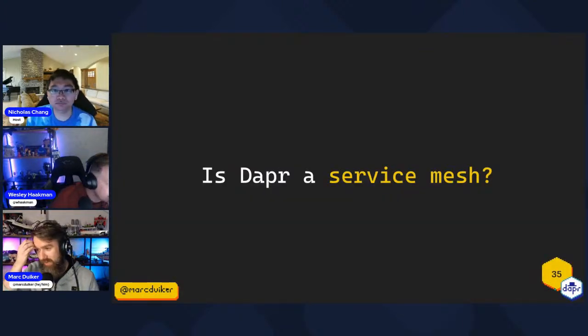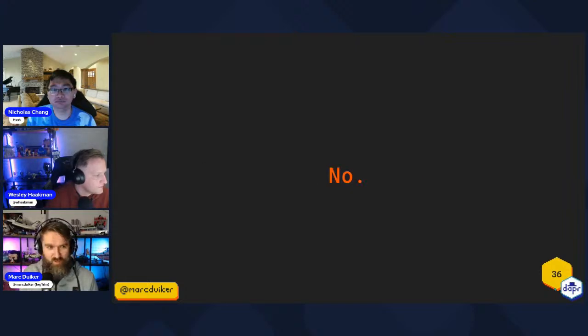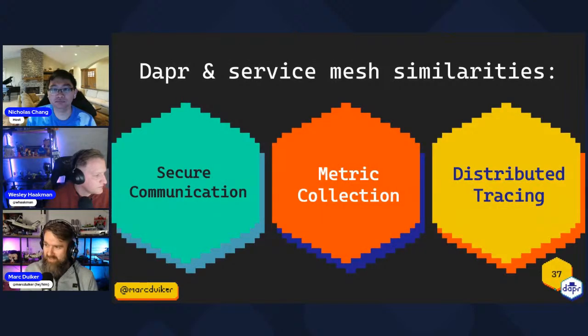So one thing I often hear is, okay, Dapr runs in a sidecar, so is Dapr like a service mesh then? That's actually not the case. So that's the short answer. But the longer answer is, okay, there are definitely similarities between Dapr and a service mesh. Both enable secure communication, both collect metrics, and both do distributed tracing.